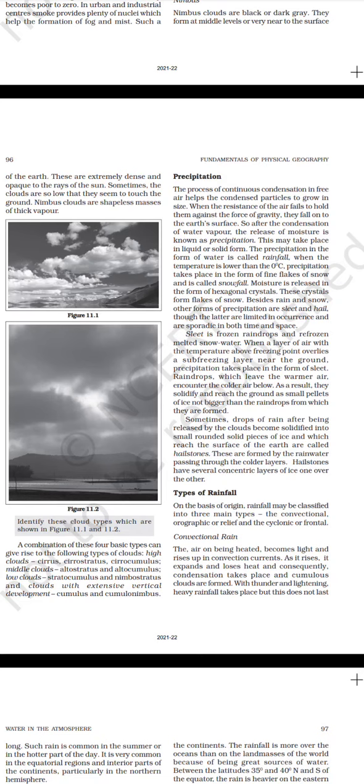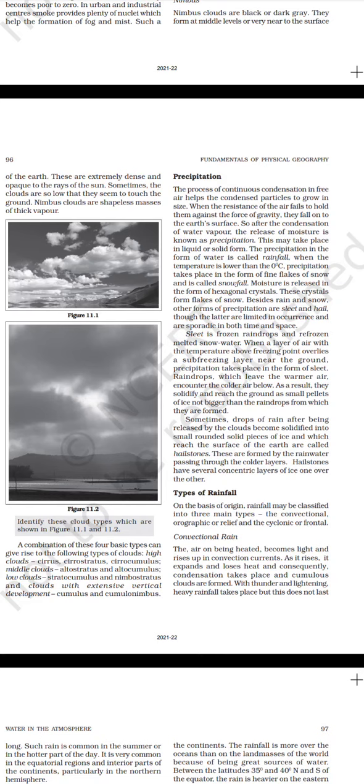These are formed by the rainwater passing through the colder layers. Hailstones have several concentric layers of ice one over the other. Types of rainfall. On the basis of origin, rainfall may be classified into three main types: the convectional, orographic or relief, and the cyclonic or frontal.